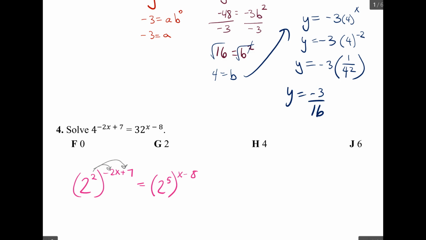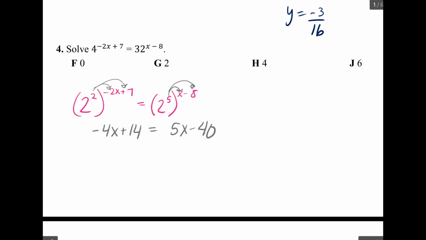And then the 2. So we got negative 4x plus 14 equals 5x minus 40. Hold on, let me make sure I'm not going to skip a step. So, I'm not crossing out the 2. Since it's the same base, I can set the exponents equal to each other. I'm not crossing out the 2. I'm setting the exponents equal to each other.